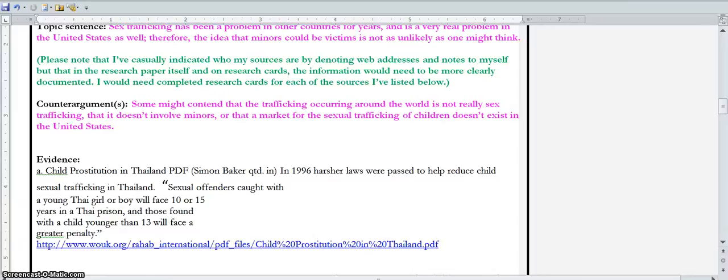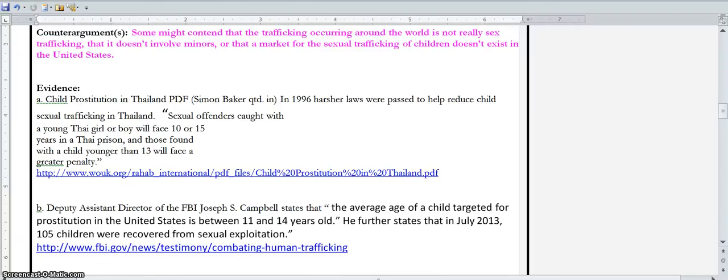So I do write here, some might contend that the trafficking occurring around the world is not really sex trafficking, that it doesn't involve minors, or that a market for the sexual trafficking of children doesn't exist in the United States. We often hear about sex trafficking of children in countries like Cambodia or even Thailand, so we might be inclined to think that it doesn't happen in the United States. But I do list some evidence here that helps to refute those counter-argument ideas.